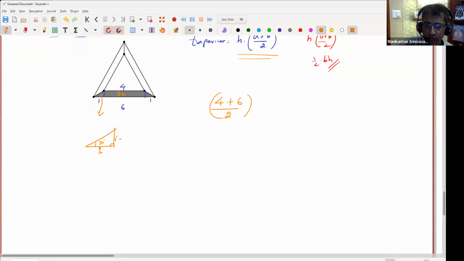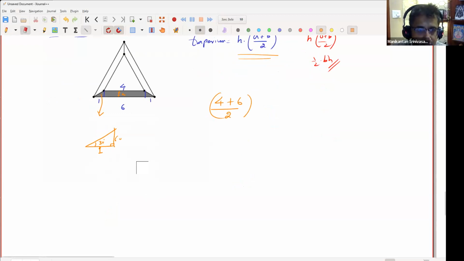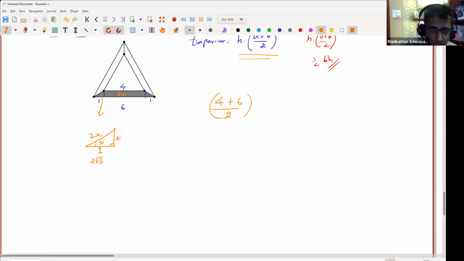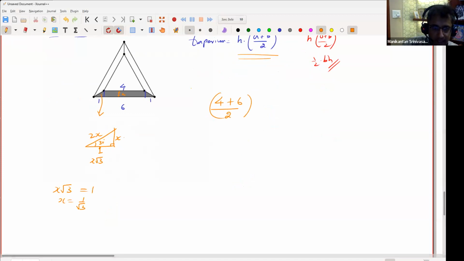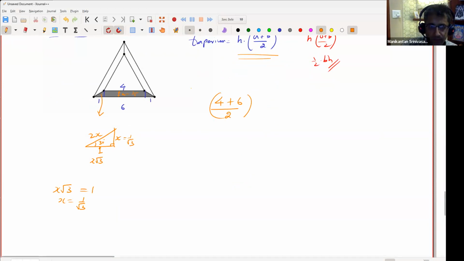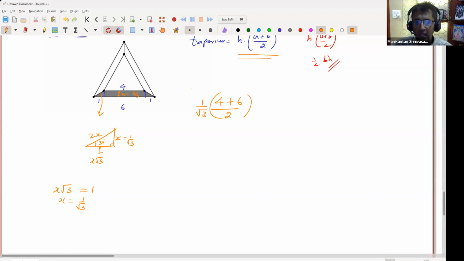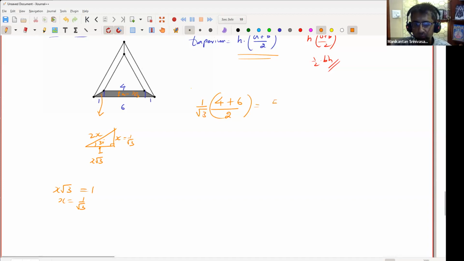Therefore, back to the ratio of 1:√3:2. Sorry, I need to put 60 here, right? 1 is to root 3 is to 2. So if this is x parts, then this is x times root 3, and this is 2x. So in this problem, my x root 3 is 1, which means my x is 1 by root 3. So the height I'm seeking is 1 by root 3. This height is 1 by root 3. Okay, so the area of the trapezium is this. How much is this? 5 upon root 3.